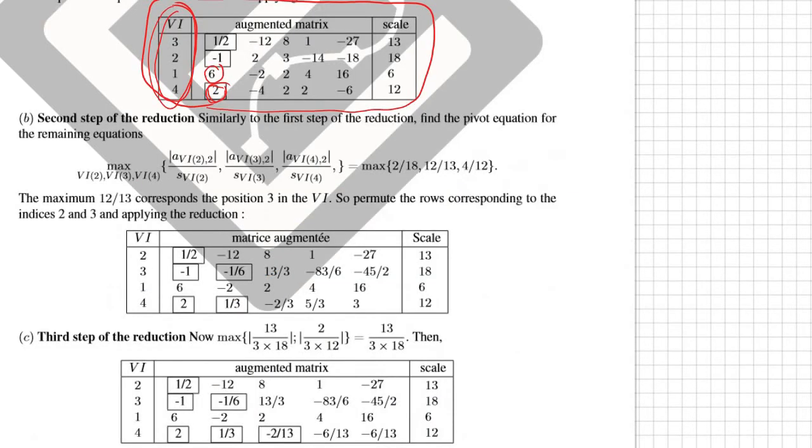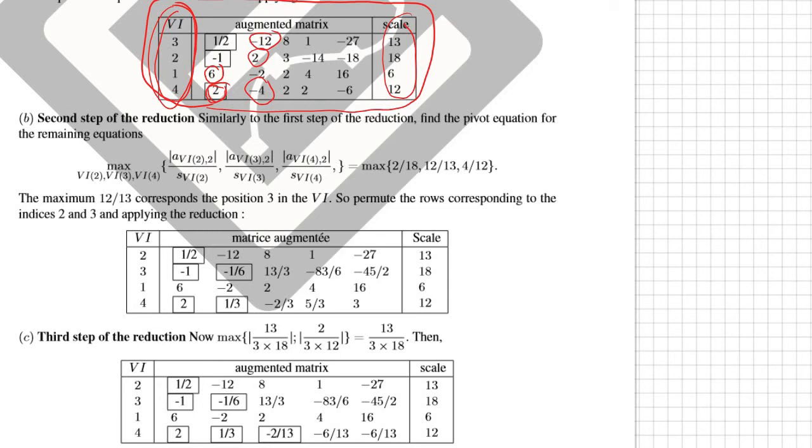Okay. Now, for the second step of the reduction, my candidates to be pivots: the first row is done. We don't touch it anymore. My candidates now are 4, 2, and 12. The scale, I will keep the same. I don't change the scale throughout the calculations.